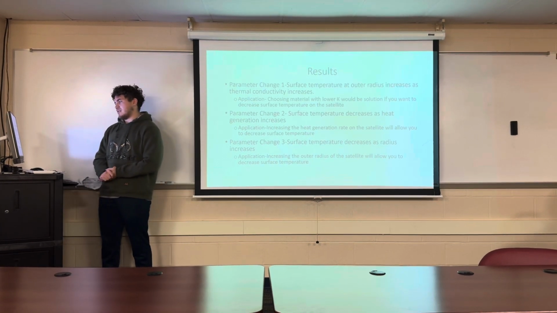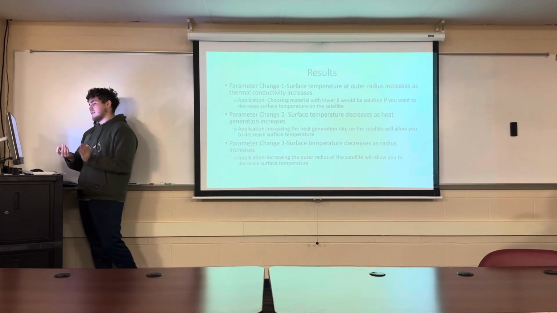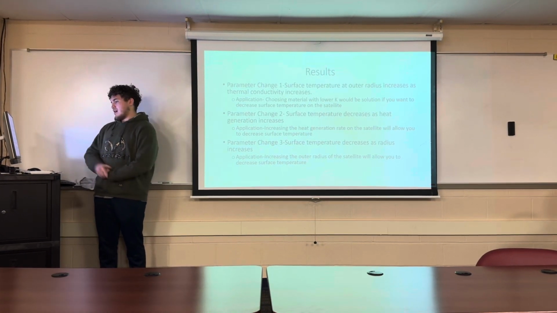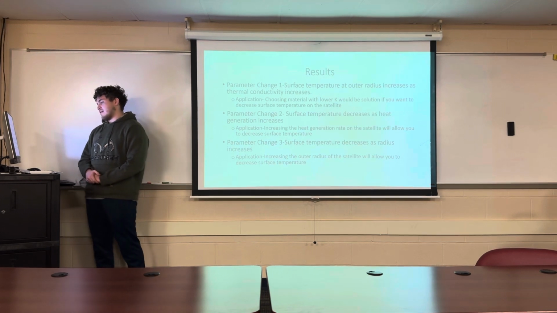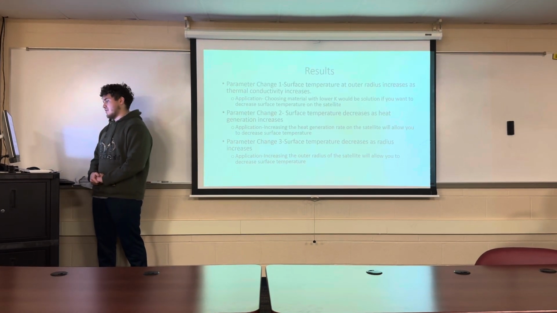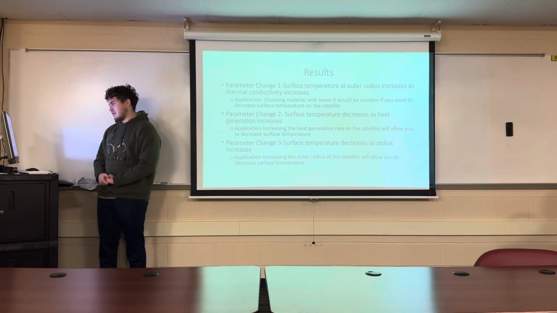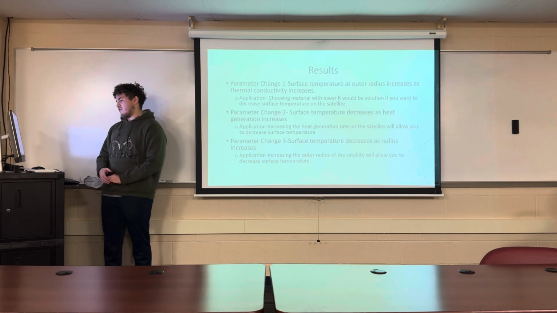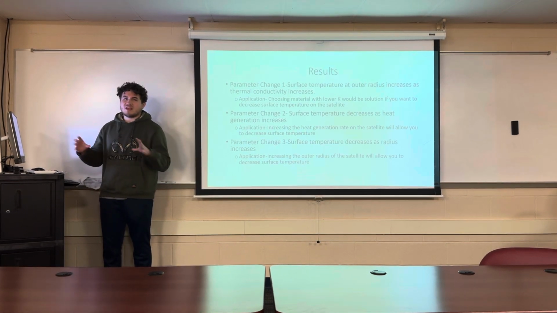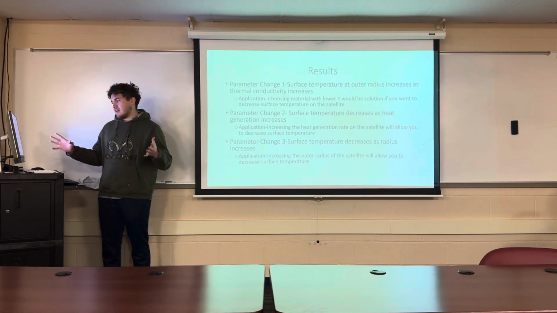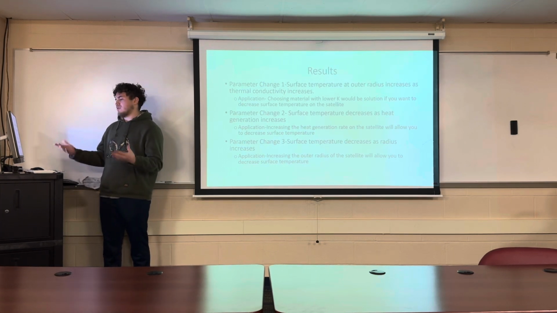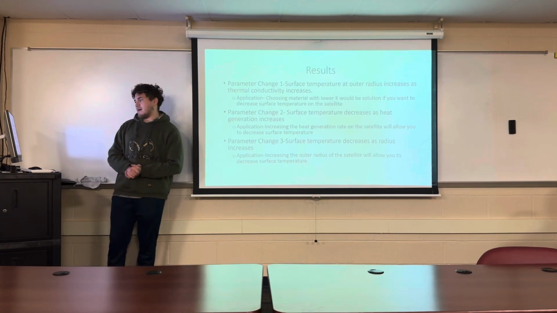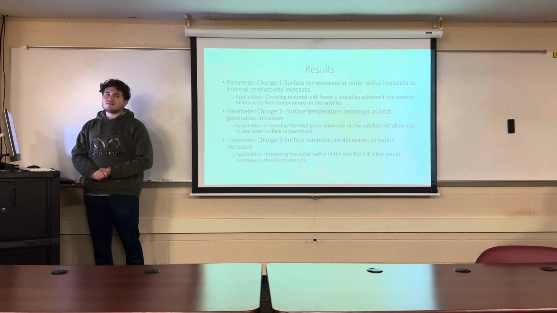So we might want to increase the heat generation rate on the satellite if we want to decrease that surface temperature as well. Another thing, our last one that we played around with was increasing that radius. So if we want to distribute more heat across the satellite to also decrease our surface temperature, we might want to increase that surface area. And that is it.